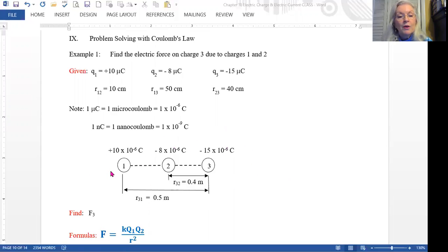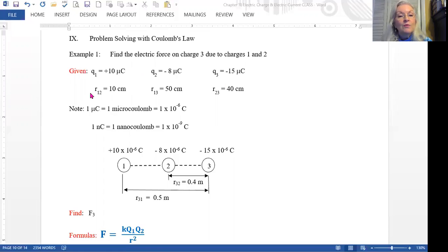So here we have the picture with the 3 charges in line, 1, 2, and 3. I'll have to give you information about the magnitude of the charges. So charge 1 is a positive 10 microcoulomb charge. Charge 2 is a negative 8 microcoulomb charge. And charge 3 is a negative 15 microcoulomb charge.